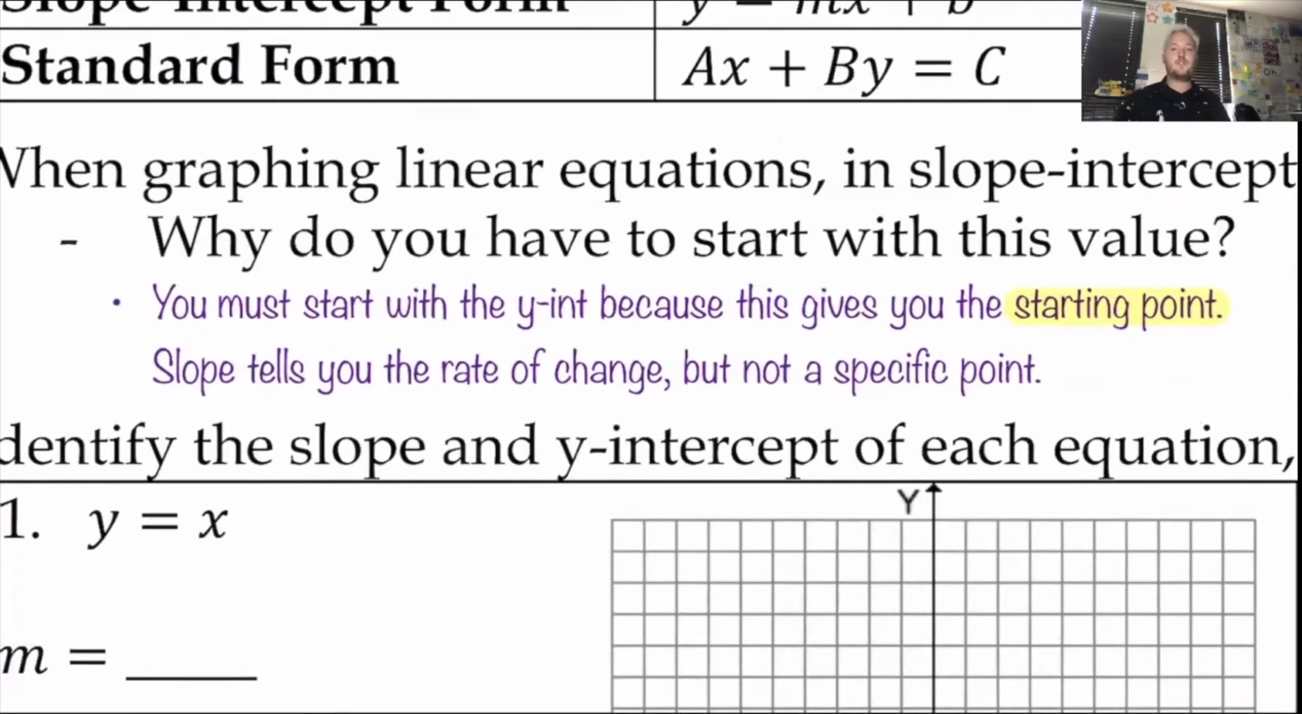A rate or a slope is only telling us how it's changing, but it's not telling us what is changing. We have to know what is changing. That's why we have to have a starting point, which is typically going to be our y-intercept.